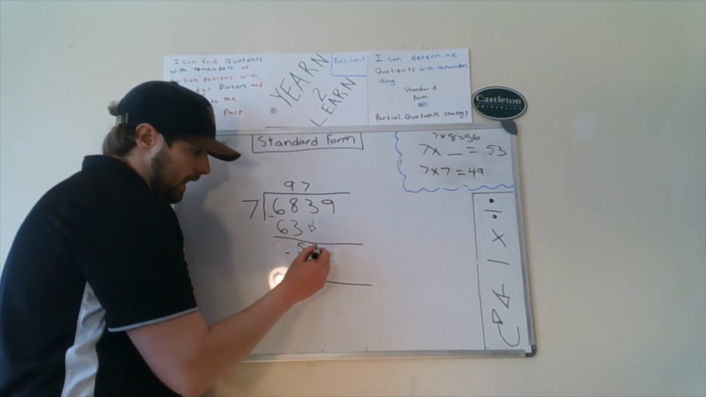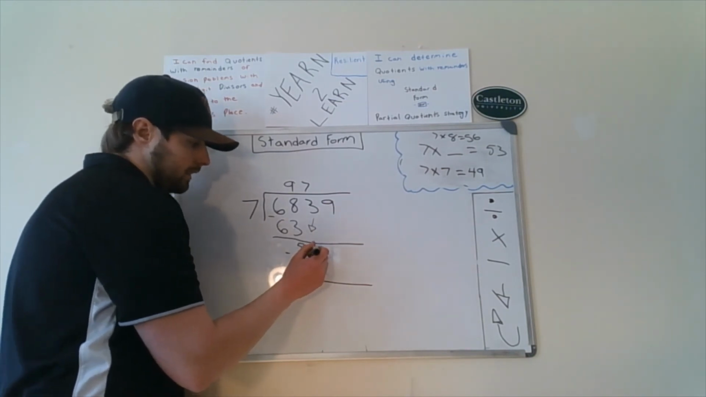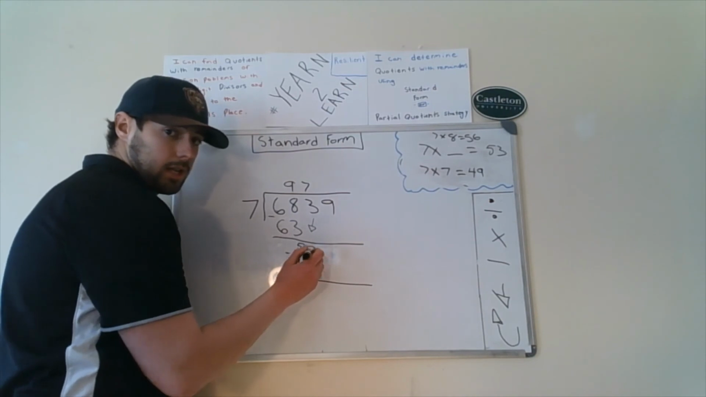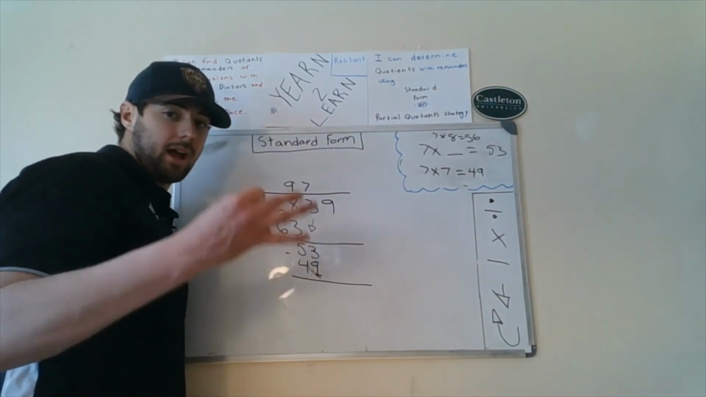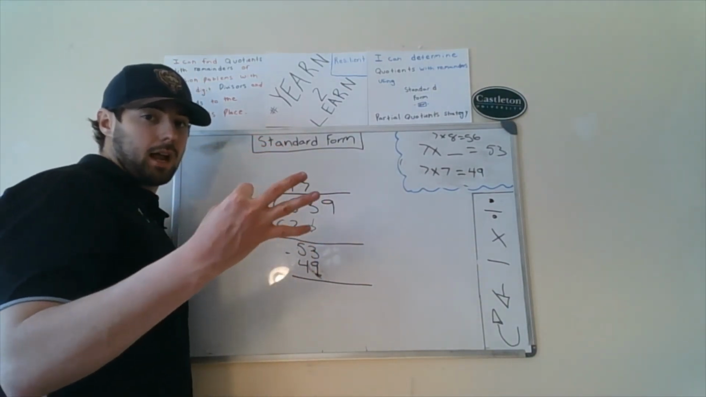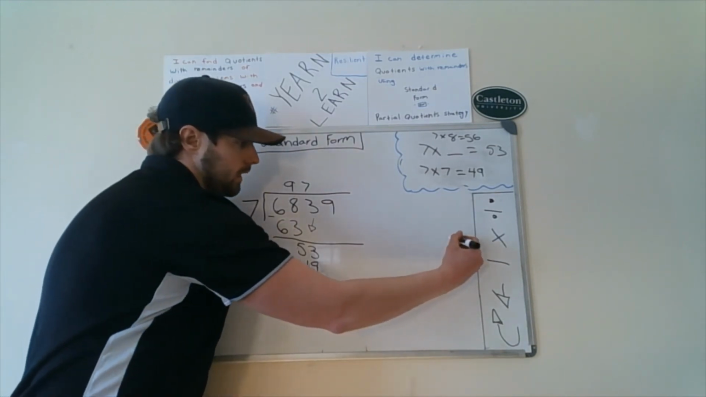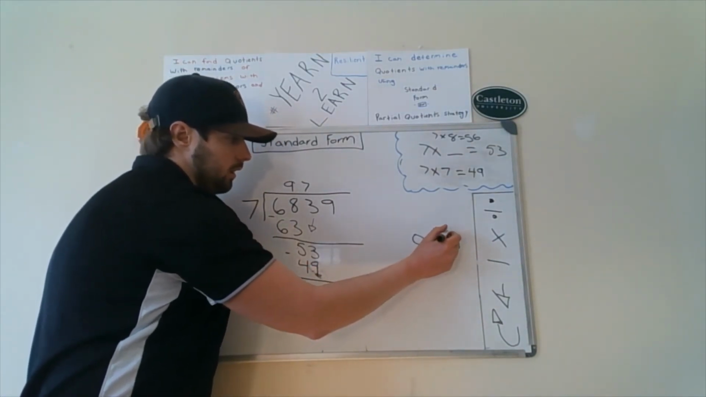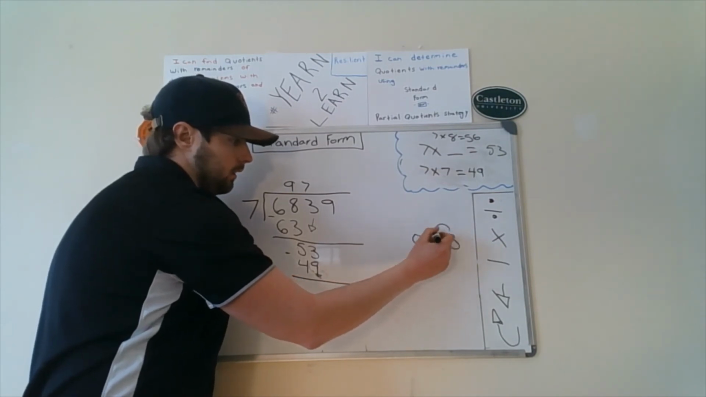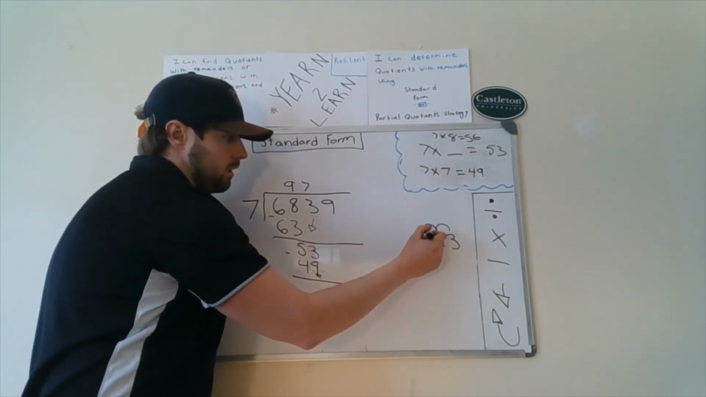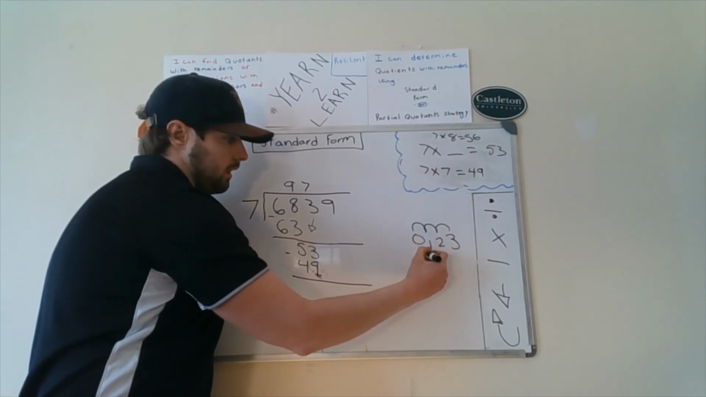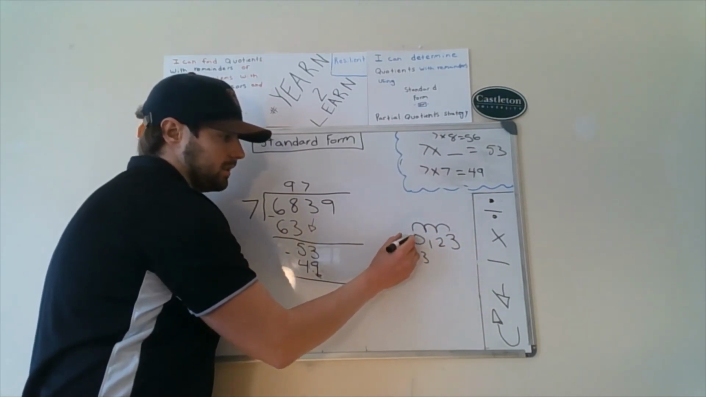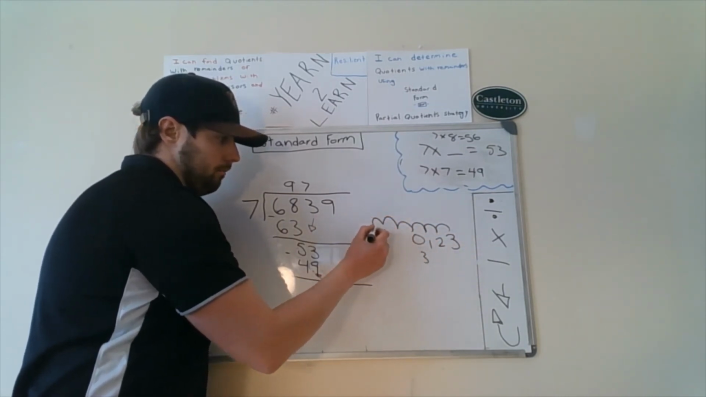I need to subtract 9 from 3. Guys, can I subtract 9 from 3? Absolutely cannot. If I have 3 and I subtract 9, here's my 0, 1, 2, 3. I already am at 0. I have to take more away.